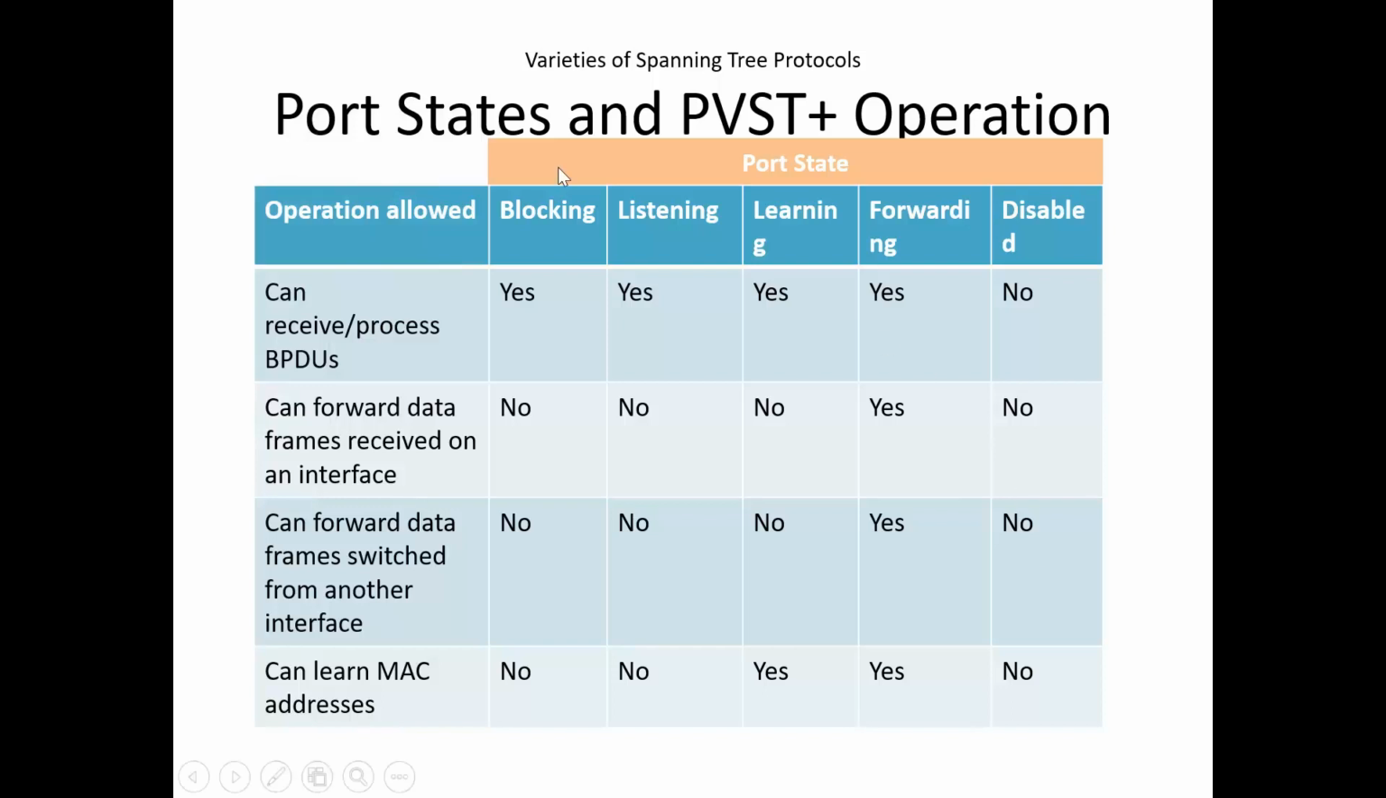Also the port states that were defined in PVST plus operation in the theoretical concepts are blocking state, listening state, learning state, forwarding and disabled state. Only in the forwarding state will the BPDUs, that is bridge protocol data units, which are used to determine the root bridge and the port roles, be received. Also the data will be forwarded, it can be forwarded from another interface of the switch, and it can also learn the MAC addresses. So all this can be done in the forwarding state. In other states, there are some limitations.